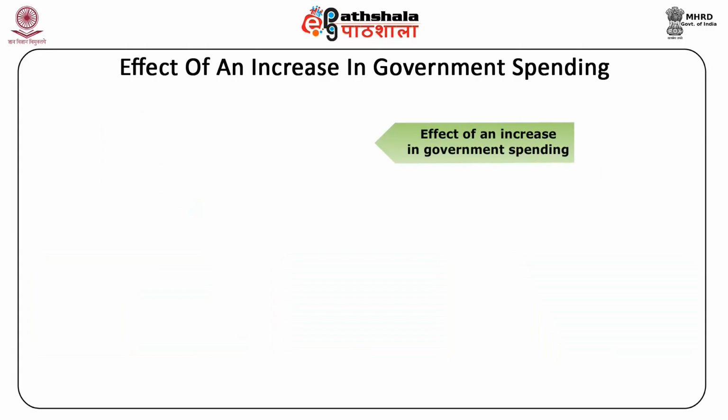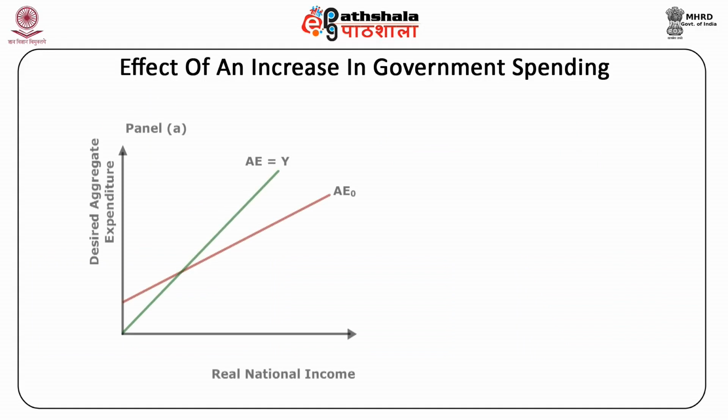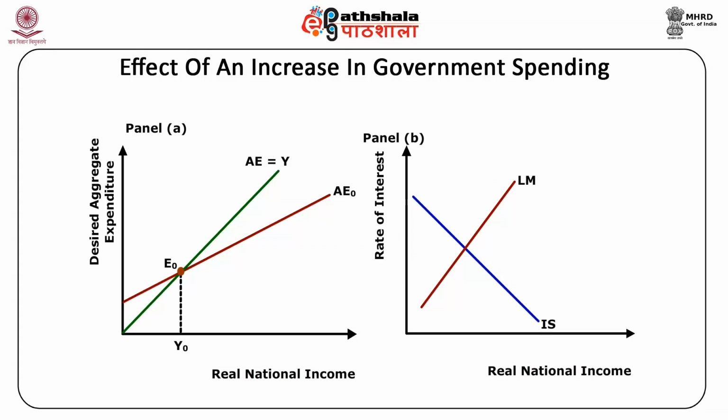Let us see the effect of increase in government spending. In the given figure, panel A, the economy is in equilibrium at point E naught, where AE is equal to Y, and this point is mapped in YR space as point A on the IS curve in panel B.